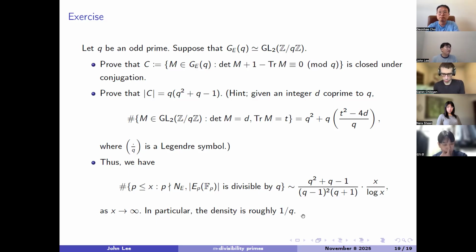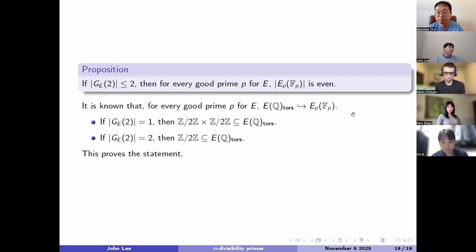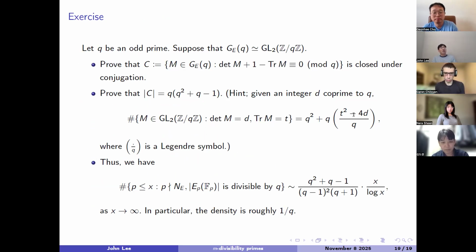Of course, this doesn't work if Q is a small number, because we already saw in the mod 2 case that none of them happens to be 1 over 2. But if Q becomes a relatively large number, then it becomes very close to 1 over Q. And that's the end of my talk, and I really appreciate your attention. If you have any questions, I'd be happy to answer them.